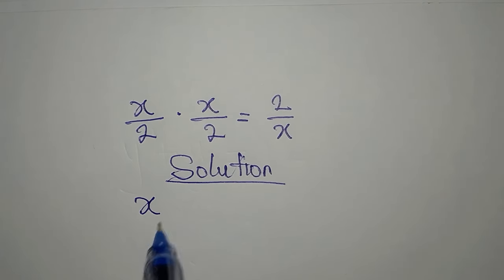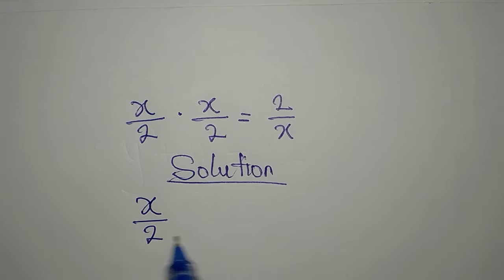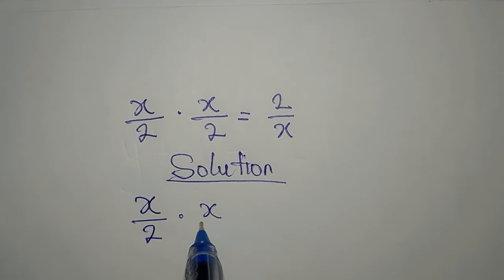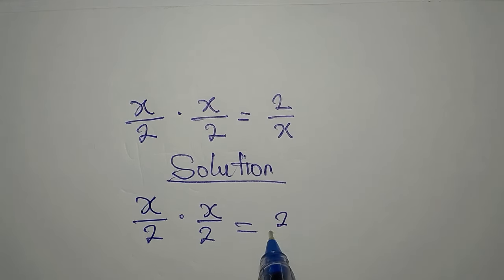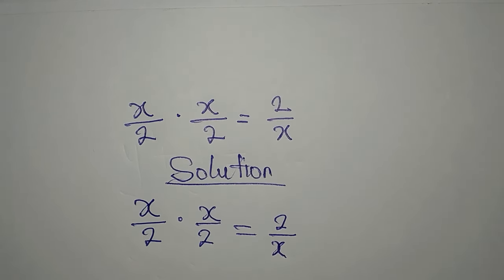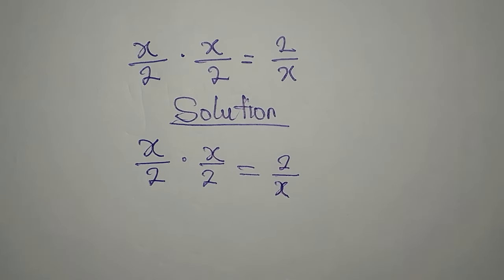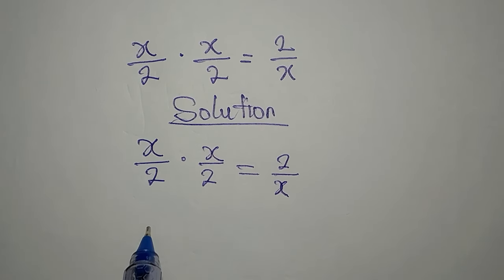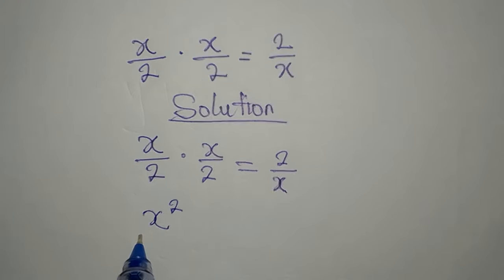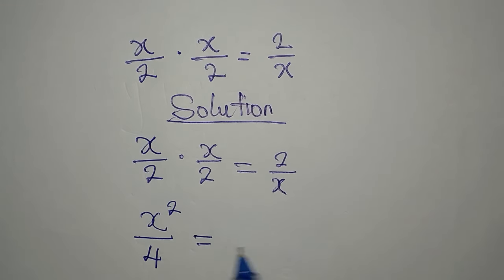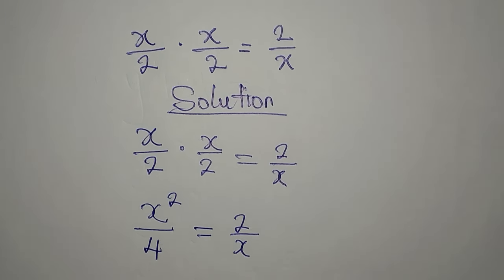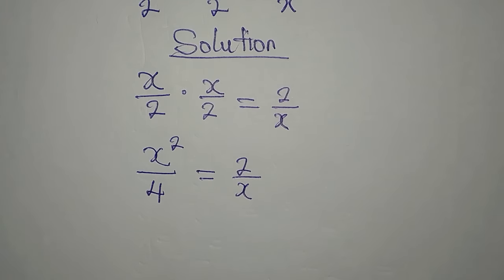Okay, this is x over 2 multiplied by x again over 2 equals 2 over x. We have to solve this in detail. x times x is x squared. 2 times 2 is 4. Then this is equal to 2 over x. And we are expected to cross multiply, right?